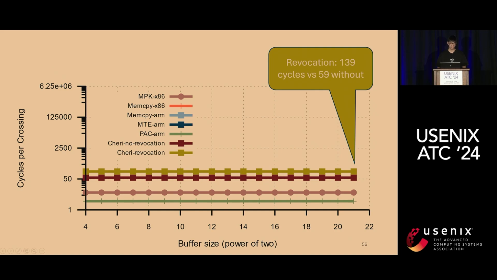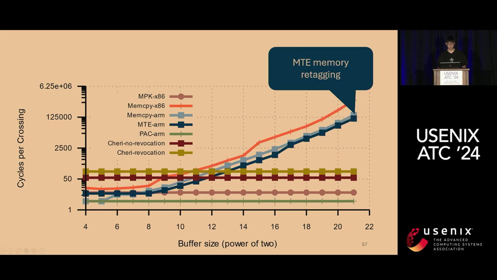It's not shown in the plot here, but the overhead grows linearly as the number of the copies in memory goes up. To our surprise, MT retagging is only slightly faster than memory copying. Depending on the size of the object, MT is only 1.2 to 2 times faster than memory copying.